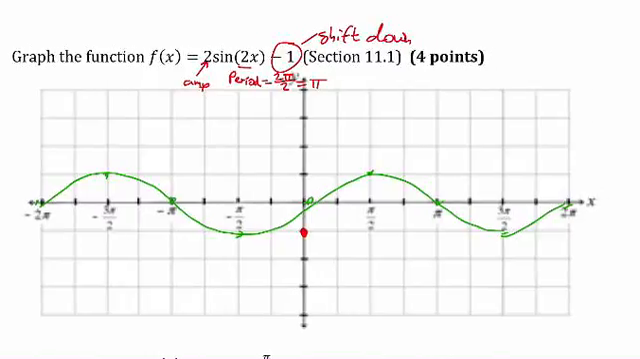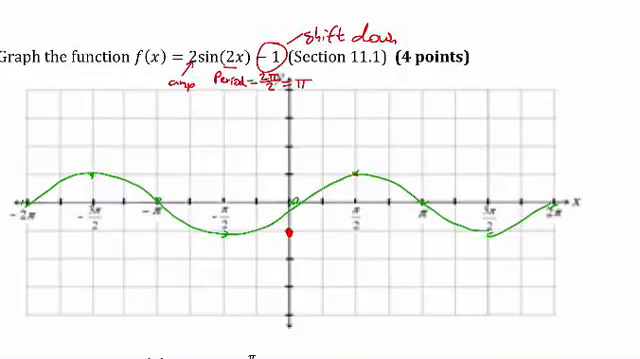Okay. This point, we change its amplitude, so we double its amplitude. Horizontally compress it for the period, cut it in half, so that ends up going over here, and then shifting it down 1 so it ends up over here. It actually ends up fairly close to where it used to be.